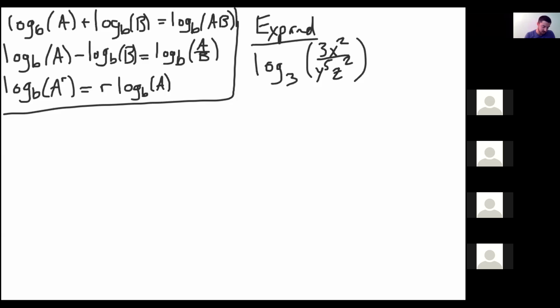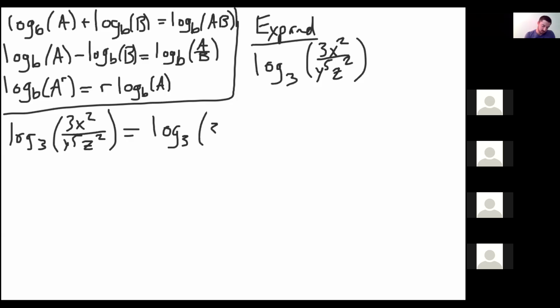So this could be log base 3 of 3x squared over y to the 5th z squared. So just rewriting it right there. And now I apply that property. That property just says take log base b of whatever was on the top, then subtract log base b of whatever was on the bottom. So this will become log base 3 of what is on top, which is 3x squared, minus log base 3 of what was on the bottom, which is y to the 5th times z squared.